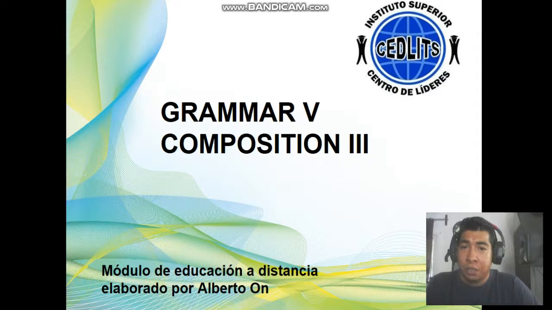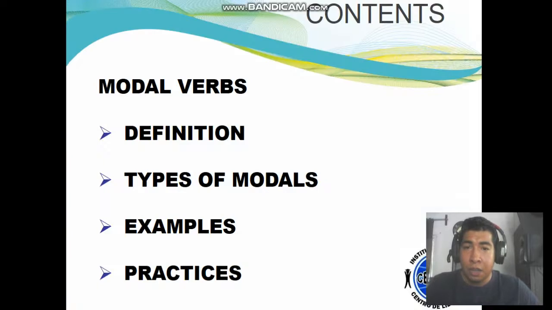We are going to spend some time talking about different topics during this course. And first of all, we are going to start talking about modal verbs. So in this moment, we are going to discuss the definition of a modal verb. We are going to discuss also the types of modal verbs that you can see in real life. We are going to see some examples of these modal verbs, and finally we are going to have some practices, of course, because English is about practice.